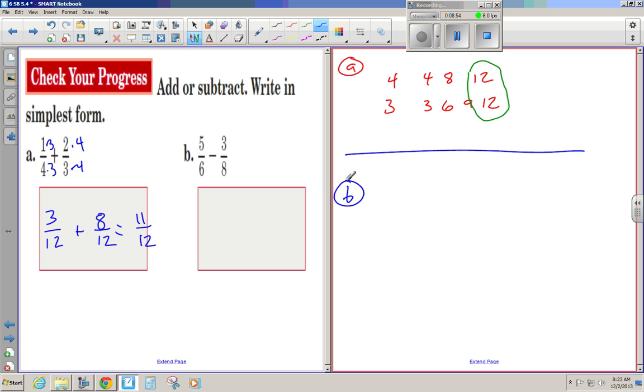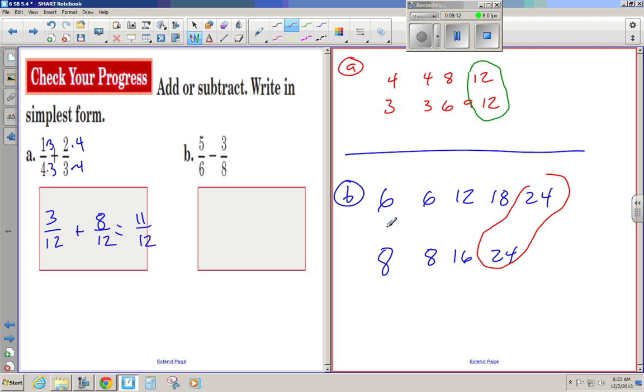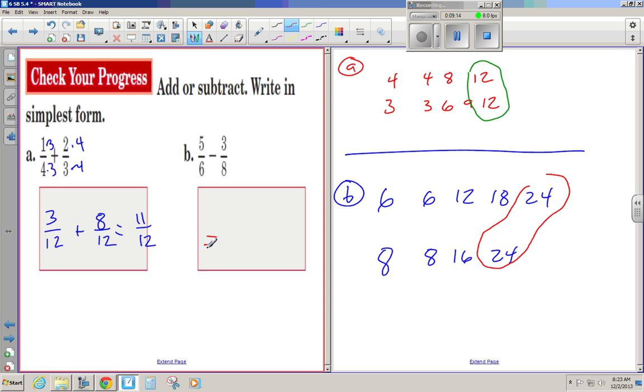Letter B, 6 and 8. Oh, we just did this a little bit ago. 6 is 6, 12, 18, 24. 8 is 8, 16, 24. That tells us 24 is our least common denominator. So our denominator is 24 minus a 24 in the denominator.